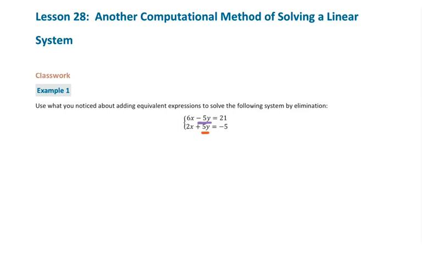So I'm going to show you this instead of trying to explain it in words because I think it will make more sense if I go through the problem for you. So we have the equation 6x minus 5y. And I'm going to add to that the second equation, plus 2x plus 5y, and I'm going to set that equal to 21, which was what we set our first equation equal to, plus negative 5, which is what we set our second equation equal to. And so we're going to combine like terms and solve this problem.